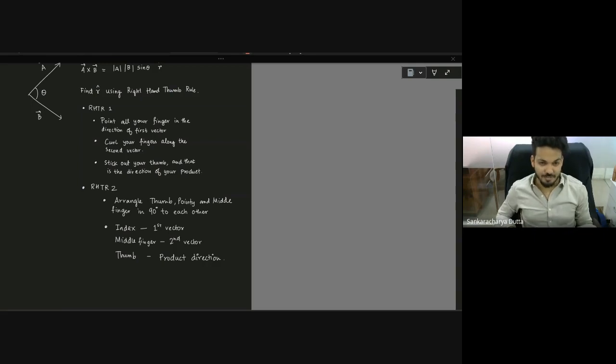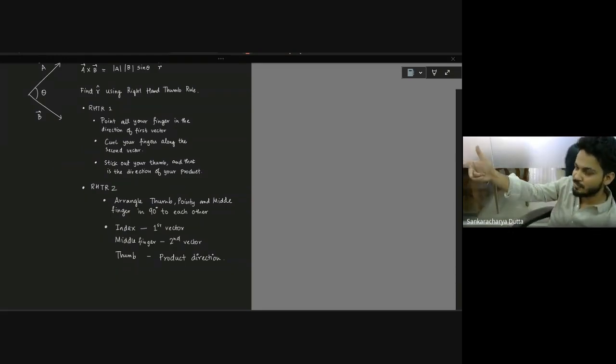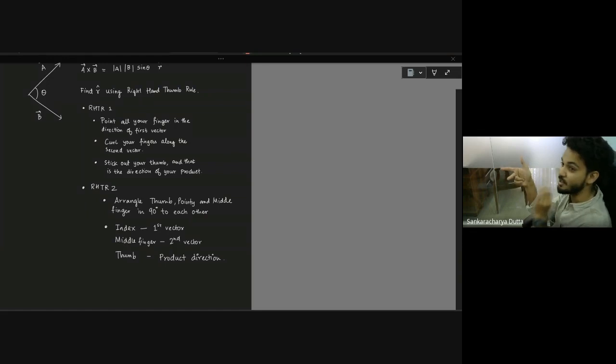Okay. Now let's do the second type of right hand thumb rule. The second type of right hand thumb rule is again using the right hand. In the right hand, you arrange your fingers like this. Your pointy finger is pointing away from you. Thumb is pointing up. And if you're looking from your perspective, your middle finger should be pointing towards your left. So this is how you arrange your hand.